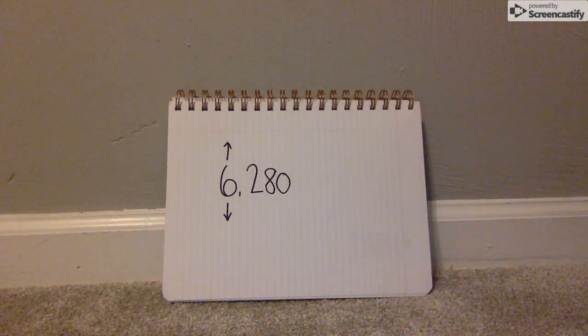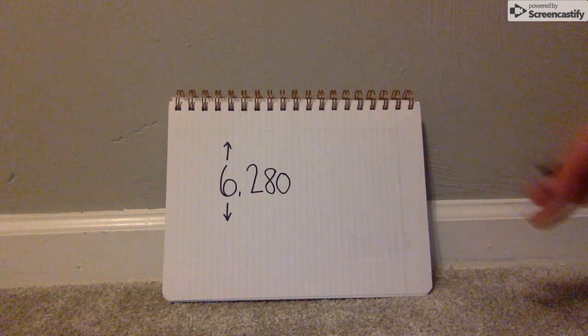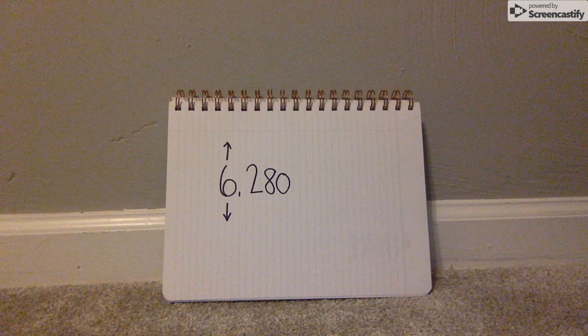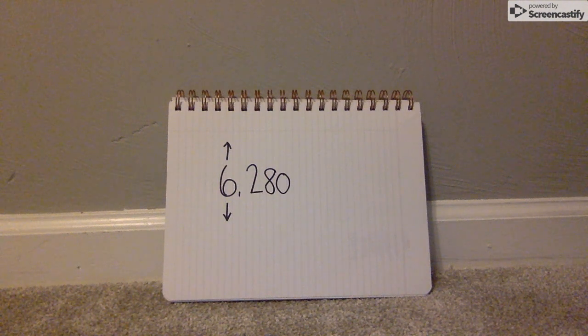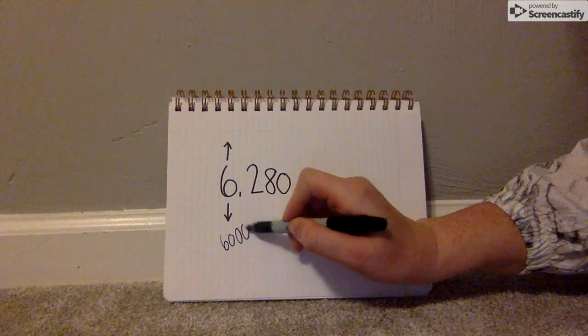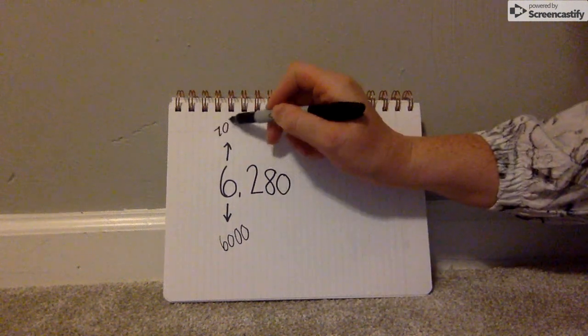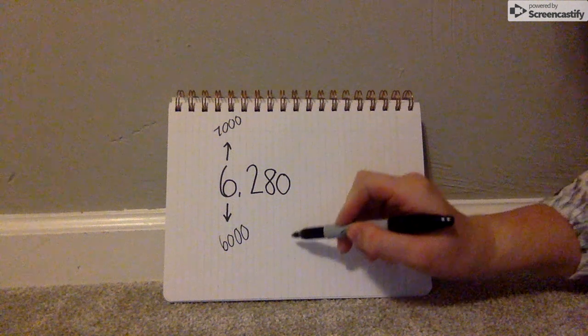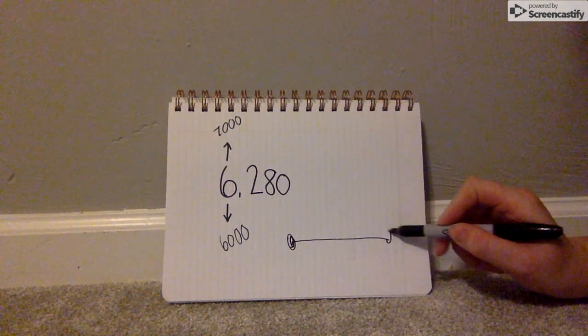This next number, I want you to try it on your own. So right now, go ahead and pause your video, see if you can get it on your own, and then play the video again to hear my instructions. Now that you've tried it on your own, let's go through it together. So I know 6,280 could round down to 6,000 or could round up to 7,000. I'm going to put them on my number line.